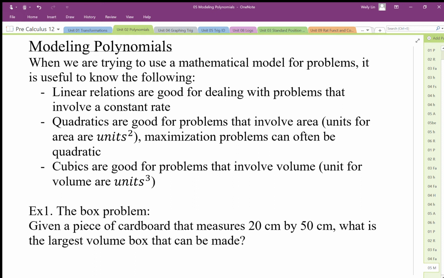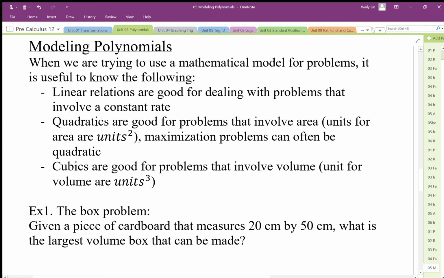For quadratics, they involve a quadratic, so power 2, and they're often good for dealing with problems of area, because area uses units squared as its measurement. So quadratics are good for area problems. They're also good for max-min problems because we often have maximization as a vertex. Okay, and we often want to find these vertices.